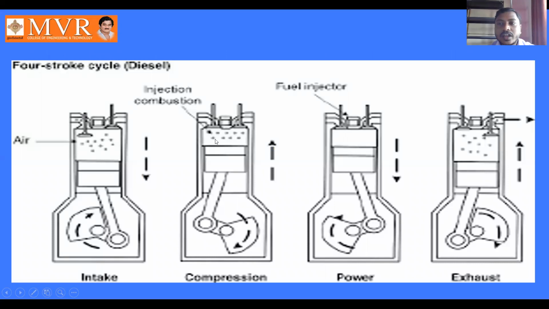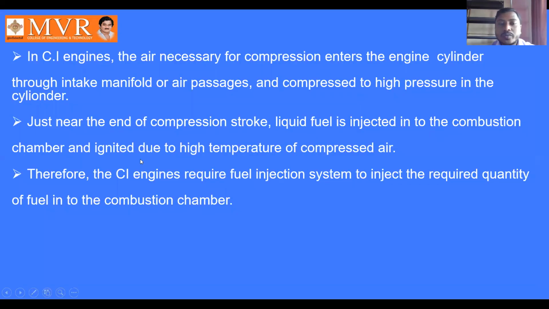See here, after compression, the air attains high pressure and high temperature, and due to this, the fuel is ignited by the high temperature of the compressed air. Therefore, CI engines require a fuel injection system to inject the required quantity of fuel into the combustion chamber, so that ignition can occur after compression of the air. For the fuel to enter the combustion chamber, we need the fuel injection system. This is the CI diesel engine system.